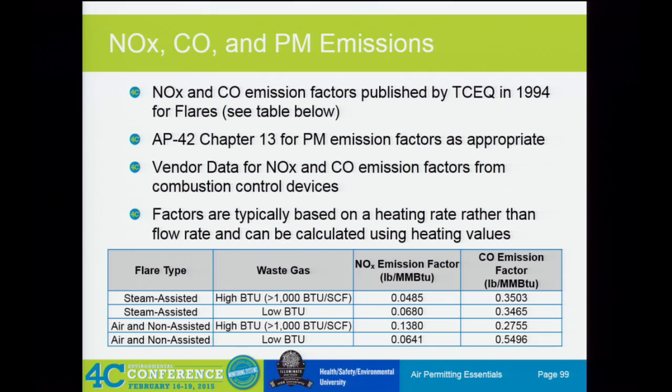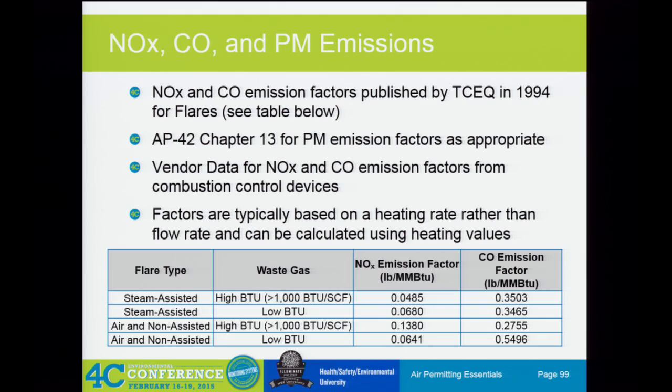For the NOx and CO, what you do is you take the heating value of the stream plus the heating value of any assist gas, which is usually natural gas, and you add that up, and then you multiply that by your NOx factor. Your NOx factor for a steam assist high BTU flare is 0.0485 pounds per million BTU.